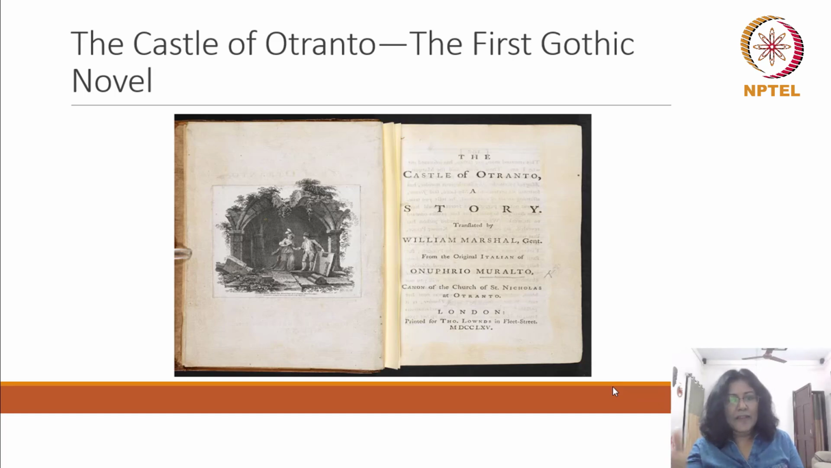The detail that we have on the title page is that it is a translation by a gentleman called William Marshall from a Latin text. So again, there is an aura of doubt, uncertainty. There is an element of distance associated with this text. So more about Otranto in a minute.